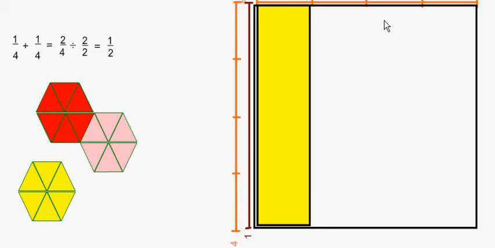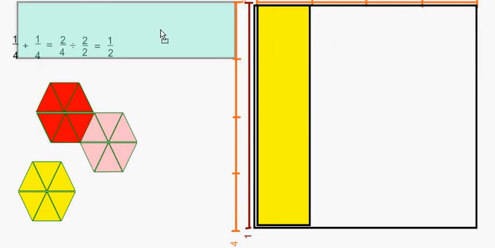So in this diagram I have my same square. It's still 1 by 1, and I've divided this one up into 4 pieces across the top, but this time I've divided it into 4 pieces down the side. So my first 1/4 is here in the yellow, and my second 1/4 is going to go across the side, so I'm going to make a 1/4 horizontally. And so I've shown my 1/4 here.